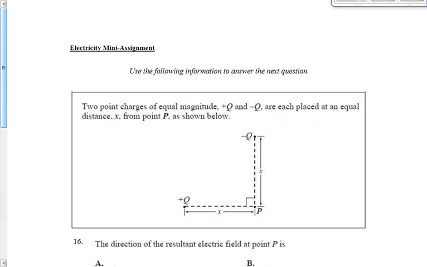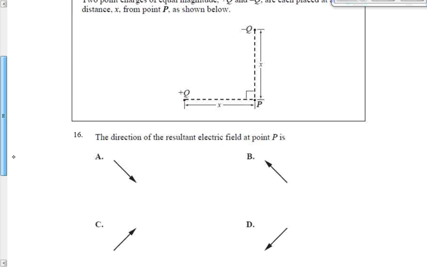Last question. Finish off with a pretty straightforward one. The field caused by the first one is away from it. Caused by this one is towards it. The net field as a result of both of those two is this way. So the answer is C.